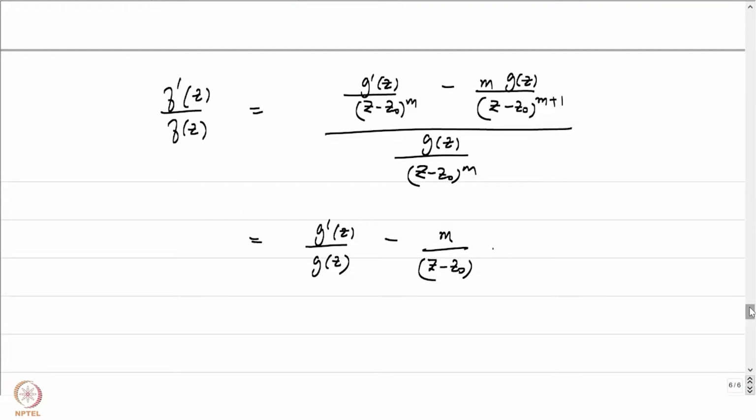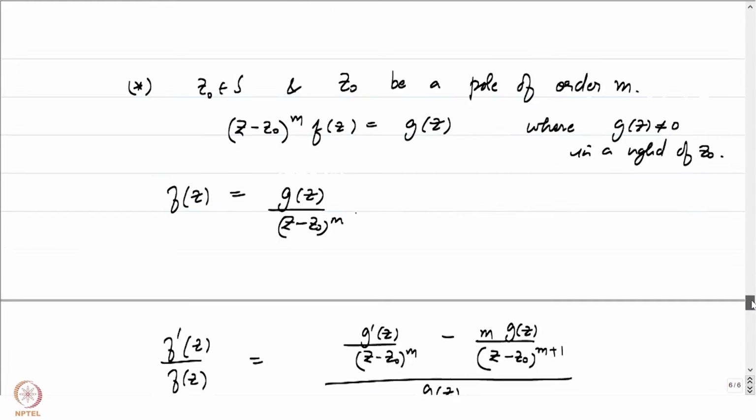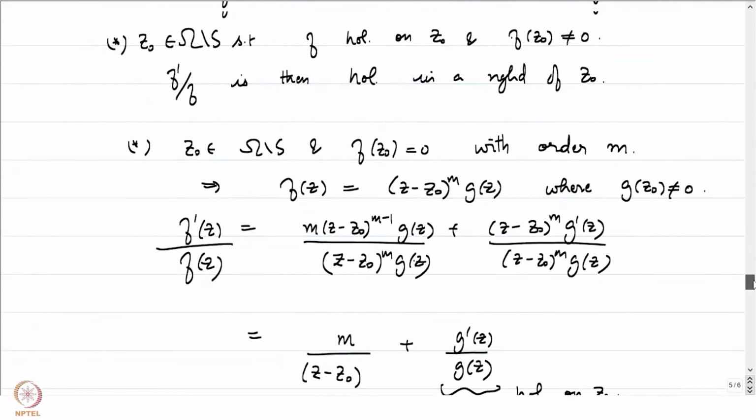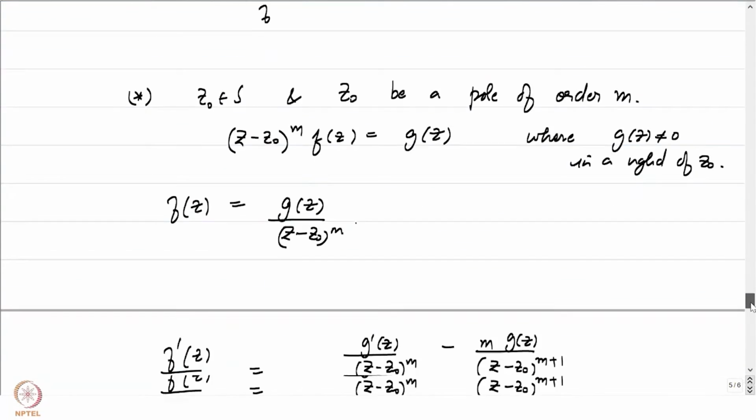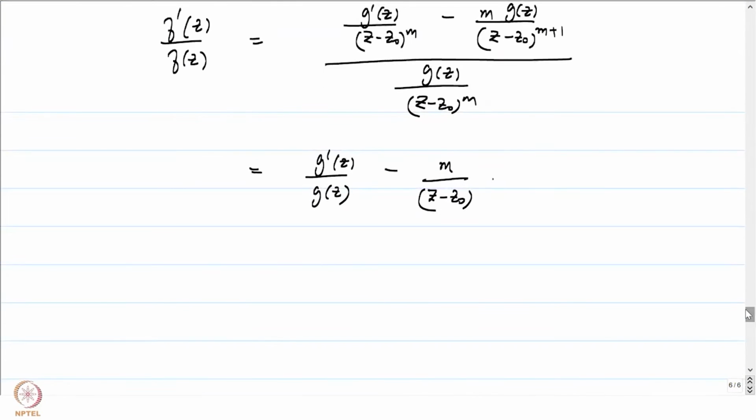Therefore, when z0 is a pole of order m, where m is greater than or equal to 1, the log derivative of f is equal to a function which has a simple pole at z0 with residue equal to minus m. So, we have certainly considered what happens when f is a meromorphic function in the various cases that arise here.